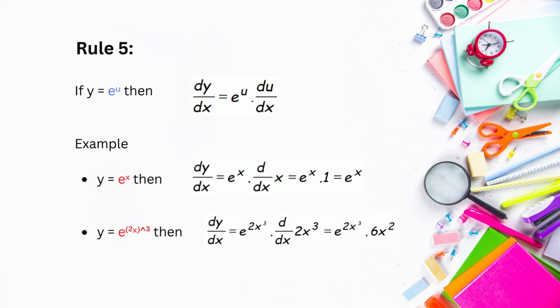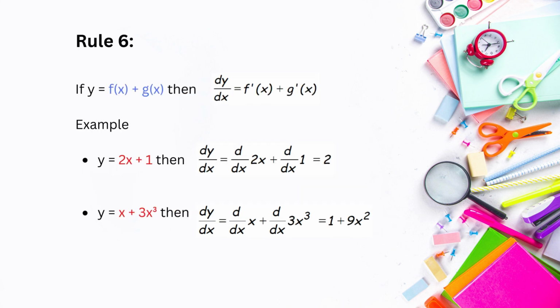Rule 5. If you get e to the power of u, to differentiate it, we just take e to the power of u and multiply with the differentiation of u. For example, e to the power of x, we take e to the power of x and multiply with the differentiation of x. The next example is also the same, just differentiate the power of e.